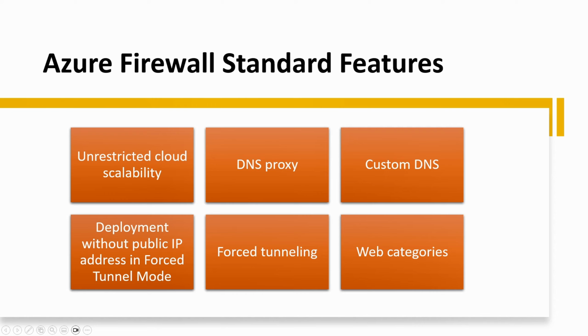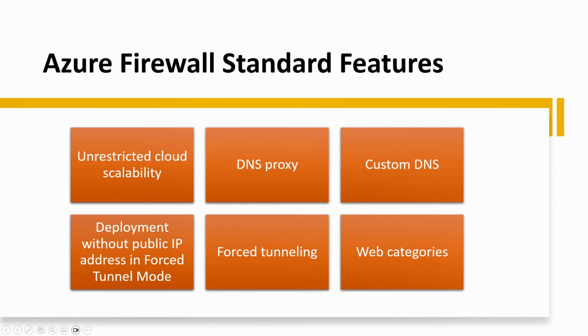Another feature is DNS proxy. When the DNS proxy is enabled in Azure Firewall Standard, it can process and forward the DNS queries from the virtual network to the required DNS server, and this functionality helps in providing reliable FQDN filtering in network rules. This feature can be enabled in your Azure Firewall Standard as well as the firewall policy settings.